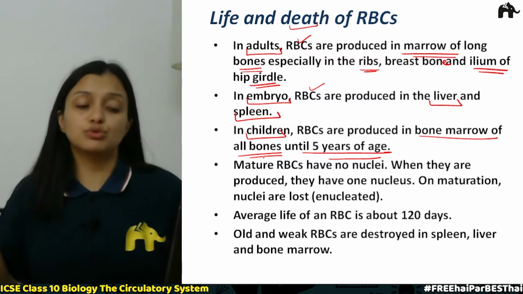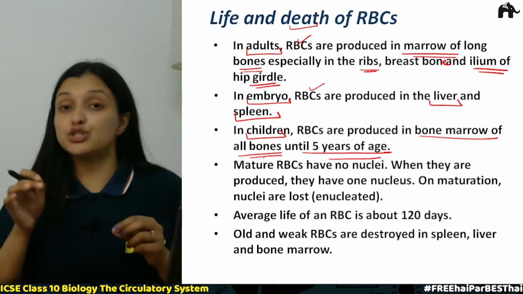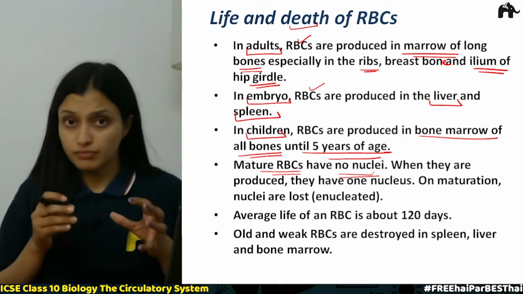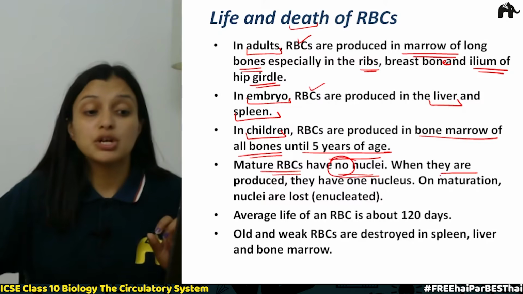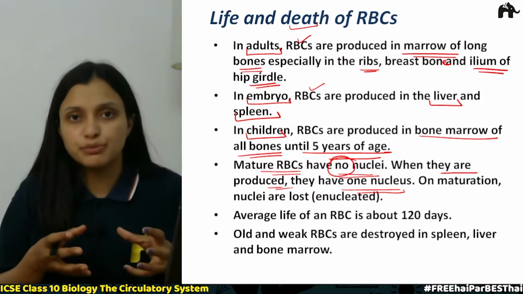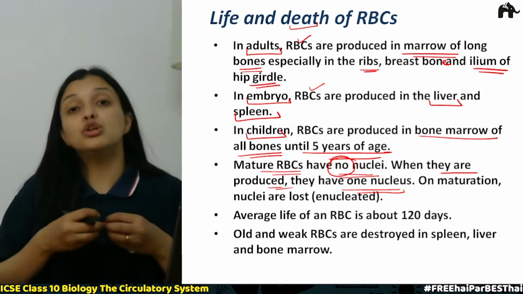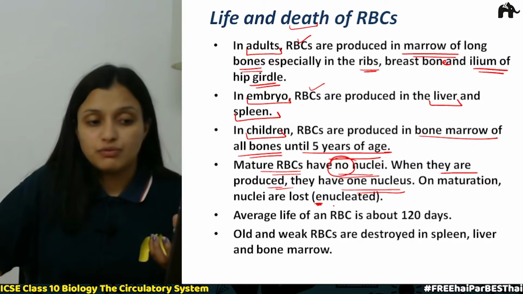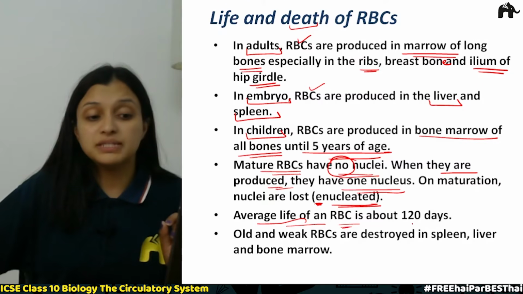In the bone marrows of all the bones, RBCs are produced till the age of 5. Mature RBCs have no nuclei. When RBCs are produced in the bone marrow they have one nucleus, but on maturation they lose this nucleus and become enucleated, that is, without nucleus. Clear?